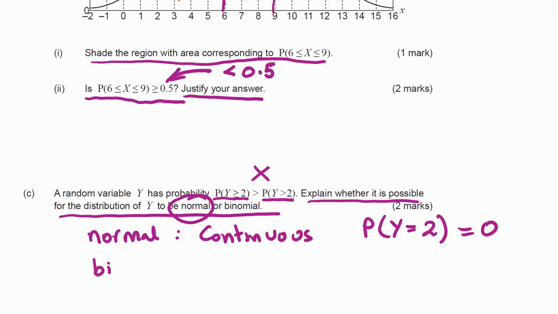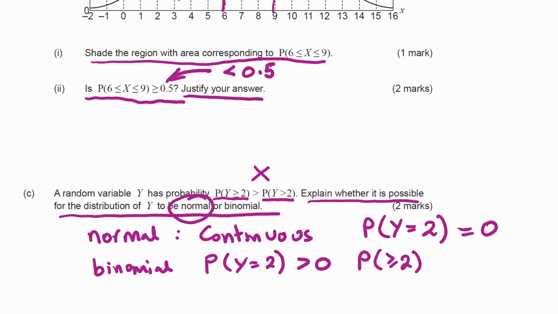But for a binomial, the probability of y being equal to 2 is definitely finite. And therefore, the probability of y being greater than or equal to 2 is more than the probability of y being greater than 2, which remember is the same as the probability of y being greater than or equal to 3, since the binomial is a discrete distribution.